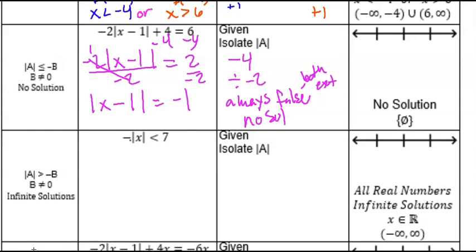So the first thing you want to do for negative absolute value of x is less than 7 is to isolate the absolute value. Divide each side by -1. So you have the absolute value of x is greater than -7. That'll always be true, so that's all real numbers, infinite solutions. And on the number line, you'll just shade in the whole thing.